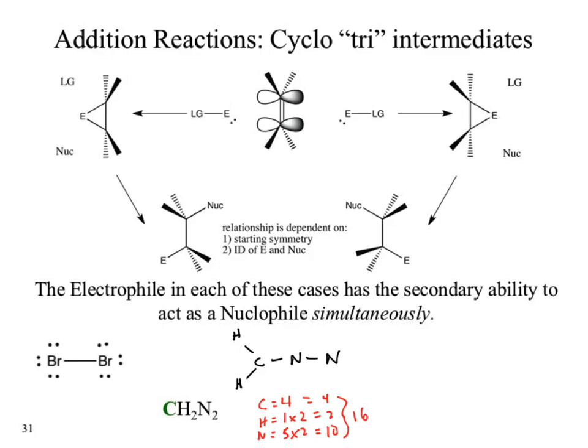Where do I put my next pair of electrons? Which nitrogen? Ultimately, it's not really going to matter which nitrogen I put it on. How many electrons are now in my structure? 14. I need 2 more. Where do I put the next 2?